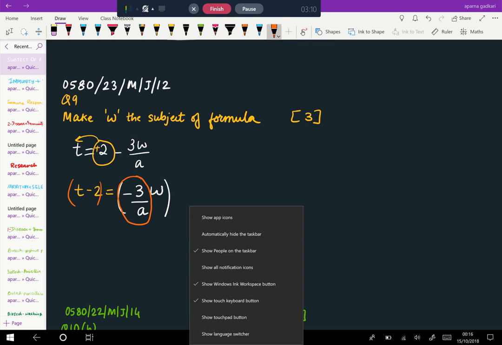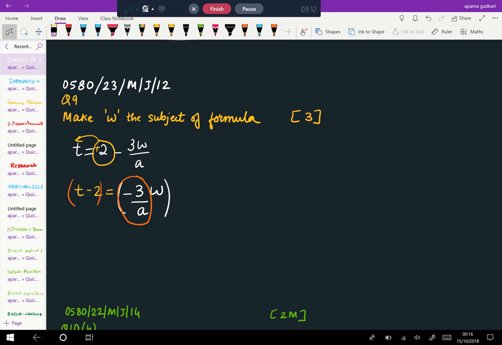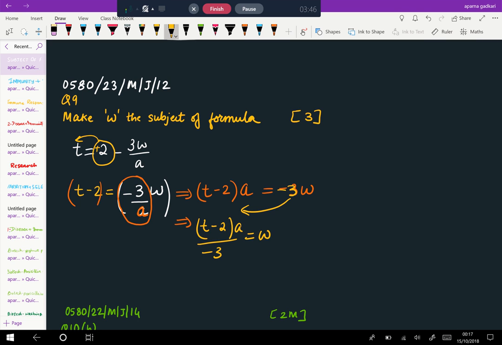Now either you can do it directly or then you can do it in steps. First I'll show it in steps to you. So that means you will keep t minus 2 as it is on the left hand side. This a in the denominator, you will bring it in the numerator on the left hand side, and the rest will remain as it is. So it becomes minus 3w, and then the next thing is simply take this minus 3 and shift it to the denominator on the other side. So we have t minus 2 into a divided by minus 3 equals w, and this is the final answer.